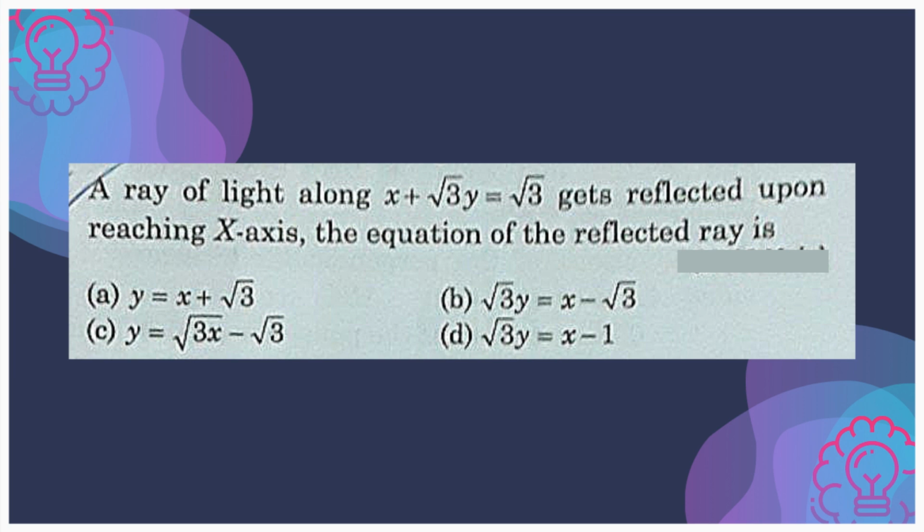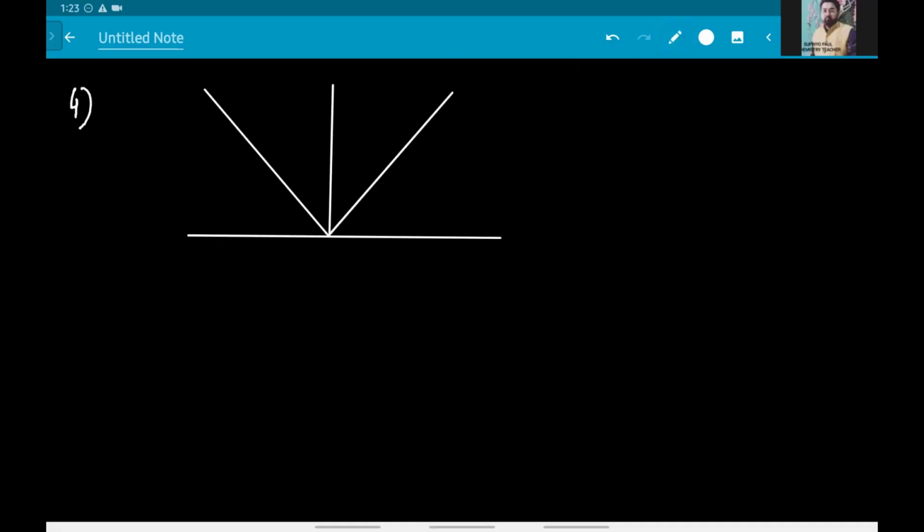Now we come to the fourth question. It is given a ray of light along x plus root 3y equal to root 3 gets reflected upon reaching the x-axis. Find the equation of the reflected ray. So let us take an incident ray, suppose. So this is the incident ray and this is the reflected ray. Now suppose this is the normal. Okay, so this is the x-axis we take.